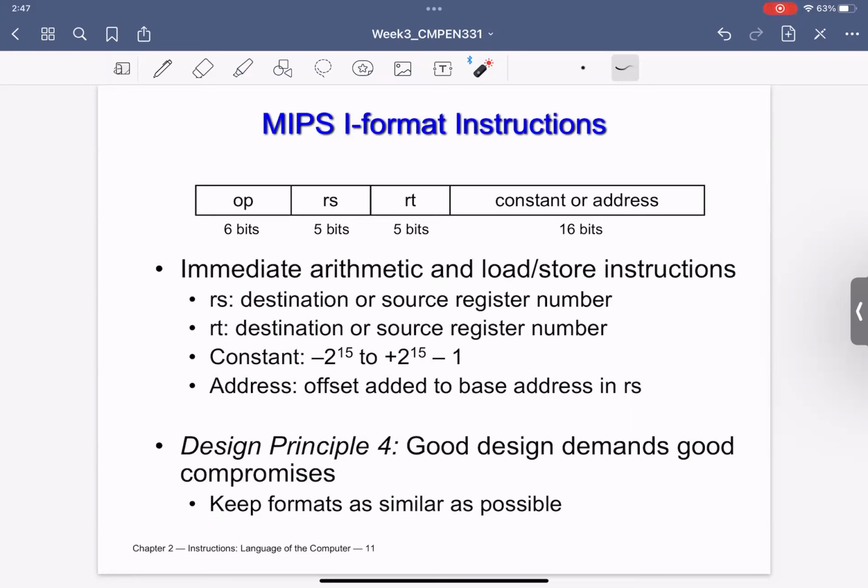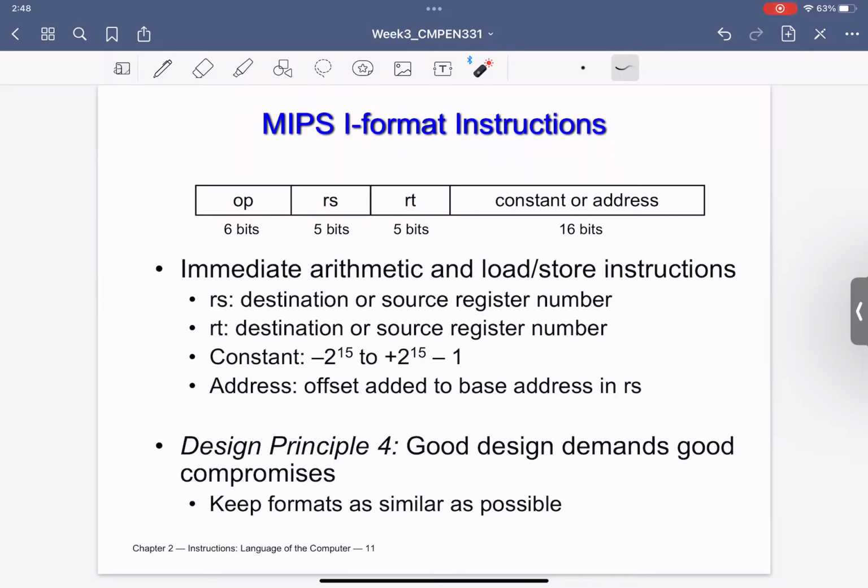Then this I format is referred to as the immediate arithmetic format. With this address, it is 16 bits. So it can have anything from -2 to the power of 15 to 2 to the power of 15 minus 1. With these 5 bits and 5 bits, we understood why it is 5 bits. This operand is also again 6 bits, as we have covered in the R format.